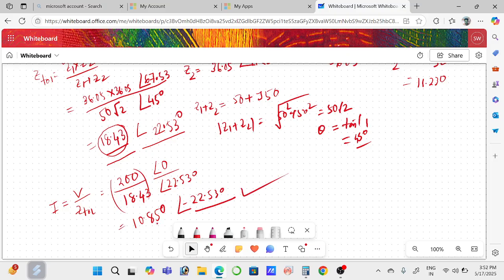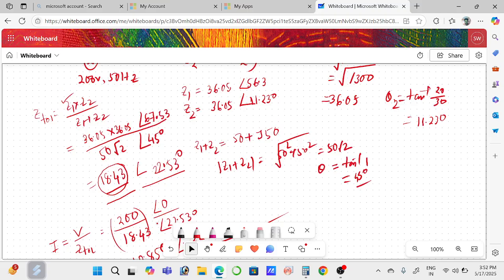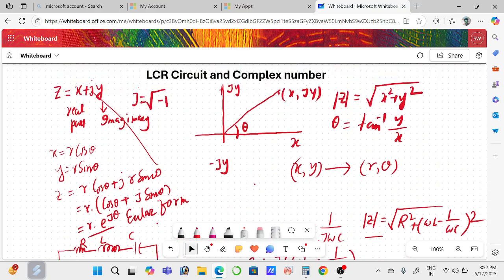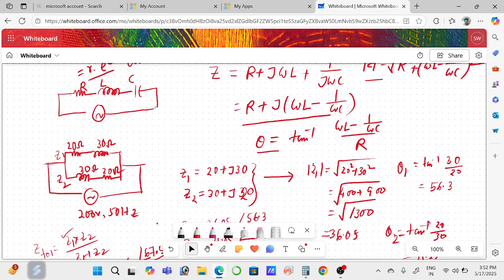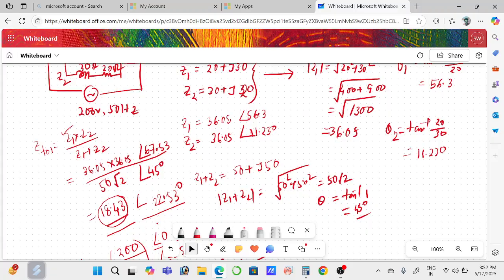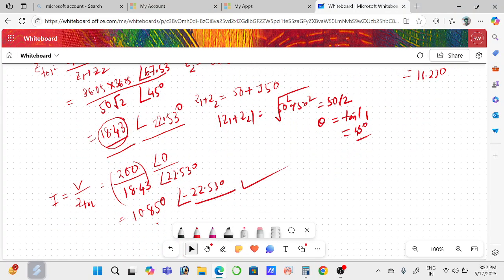So in this way, you can analyze the LCR circuit. Okay. And you can also draw the phasor diagram here. So in some cases, the Cartesian coordinate is very helpful, and in some cases, the polar coordinate is very helpful. So I think this will help you in any problem solving case.